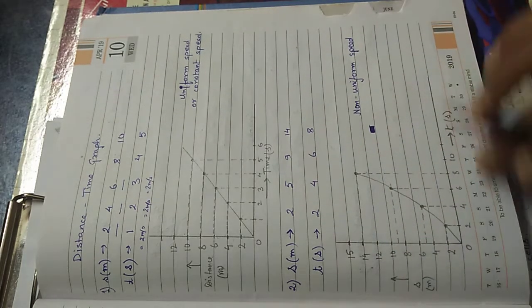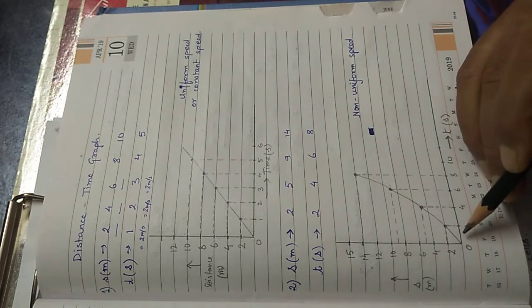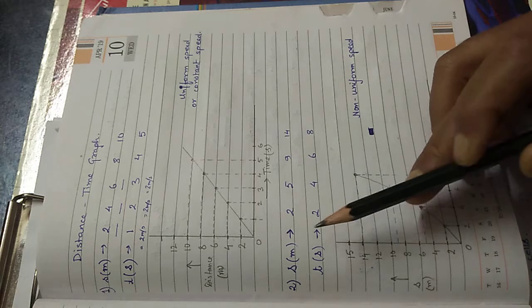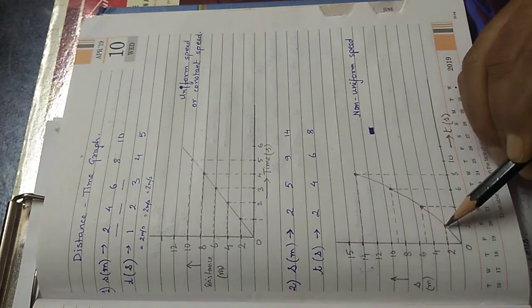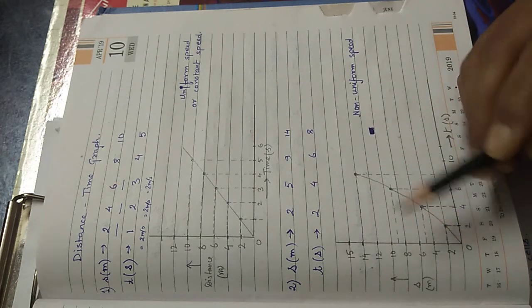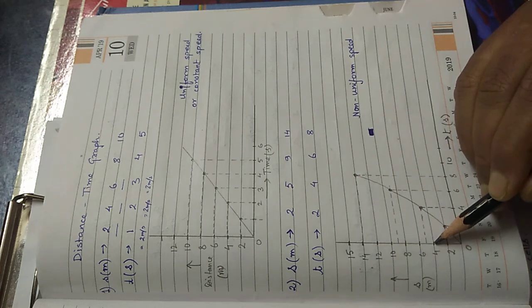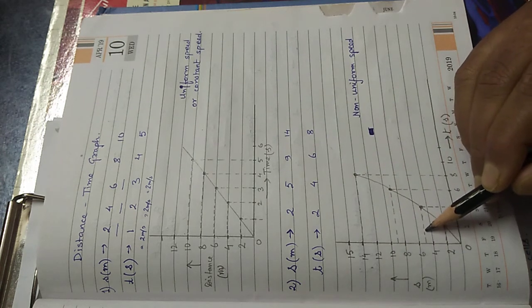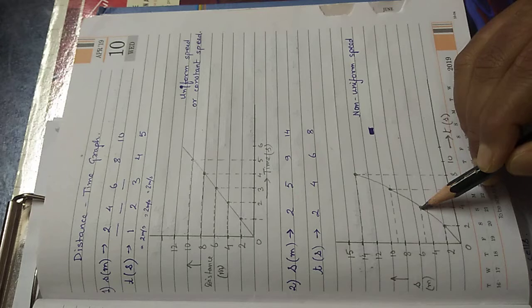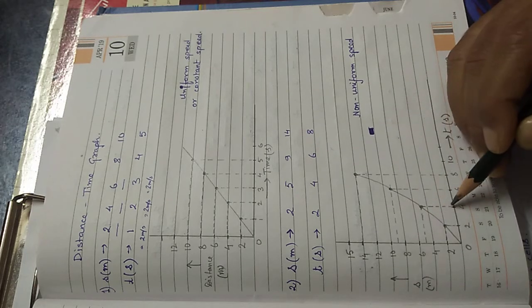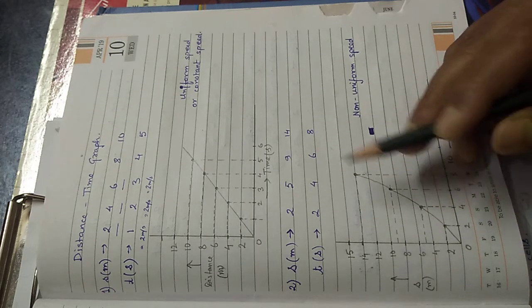After I plot both the axes, now I will be plotting the values. So what is the first value? 2 meter in the first 2 seconds. So I plotted that. Next is 5 meter in 4th second. So where will 5 lie? 5 will lie somewhere between 4 and 6. So in between 4 and 6, I have drawn the dotted line indicating 5 in how many seconds? 4 seconds.